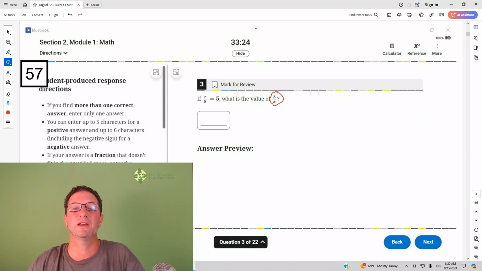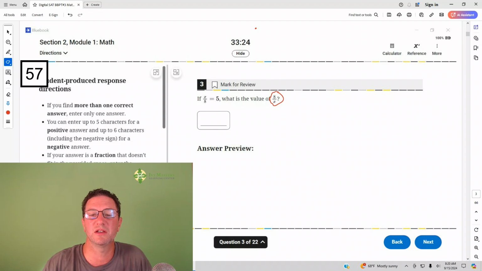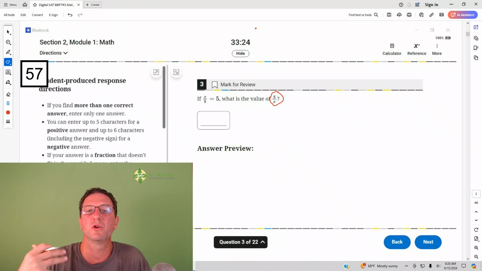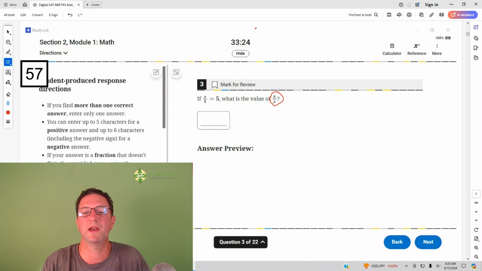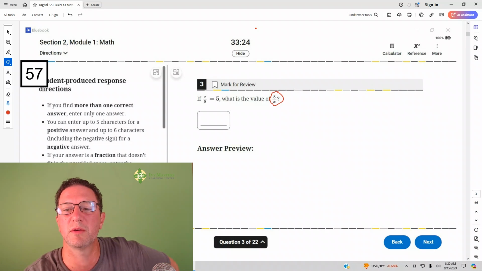I analyzed the test when it was first released, and out of all the tests the College Board released when the Digital SAT was first released, there were 25 of this type of question, and on 20 of them, you could solve for what it was asking for without ever solving for x. What do I mean here?